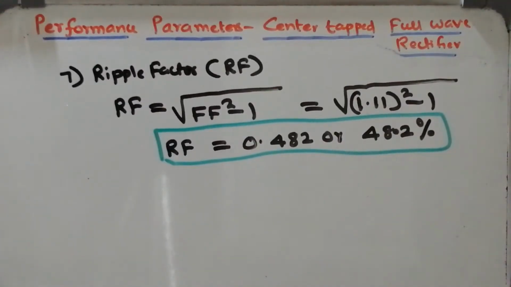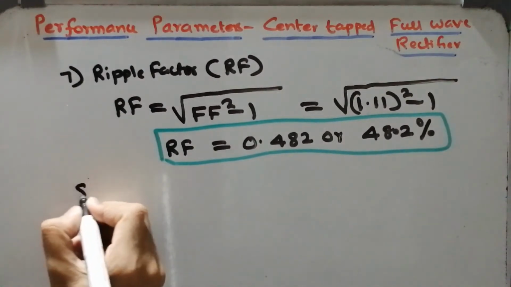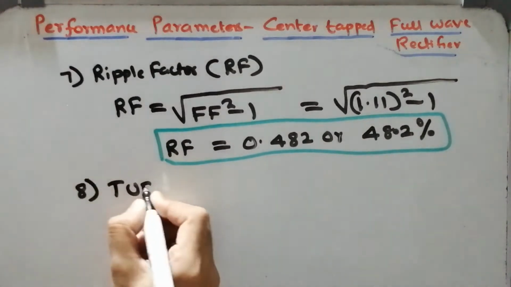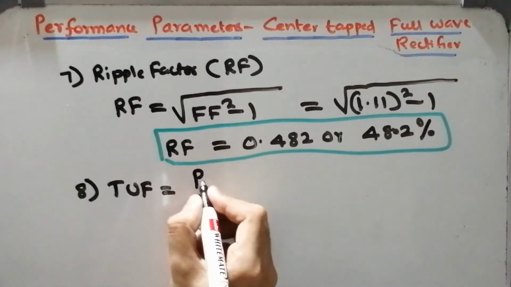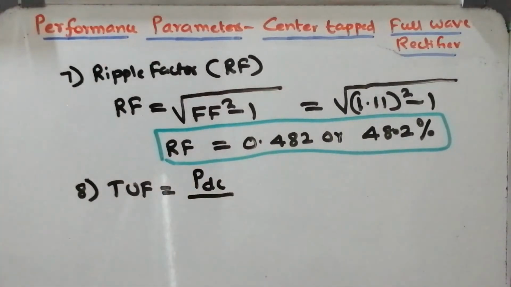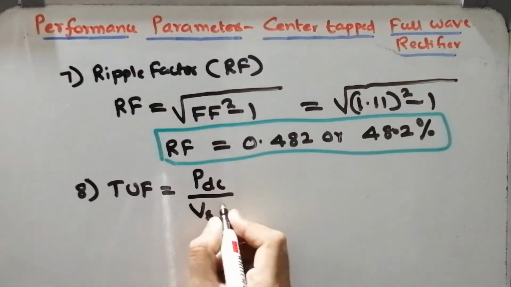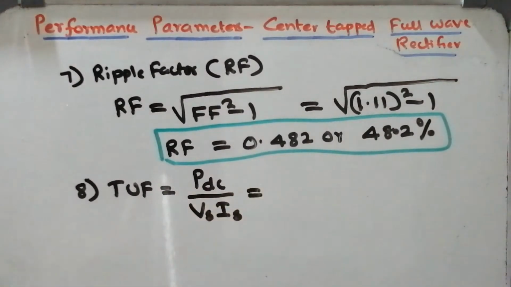The next parameter is the transformer utilization factor, TUF. What is the formula for computing TUF? It is the ratio of PDC upon Vs into Is. We already have the value of PDC, so you can calculate it. PDC is nothing but VDC into IDC.